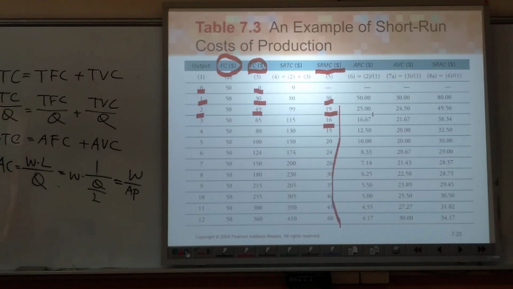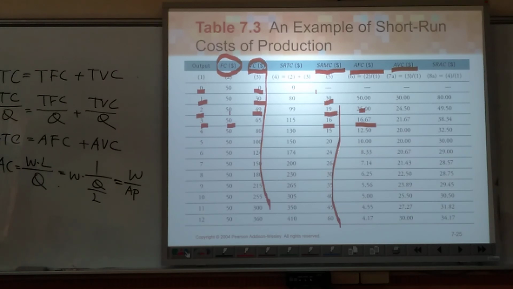Okay? And average fixed cost is the fixed cost divided by output. So 50 divided by 1 equals 50, and 50 divided by 2, you get 25, right? 50 divided by 3, you get 16.67, and so on. And average variable cost is this column here, divided by 1, 2, 3, 4, all the corresponding production levels. Okay?